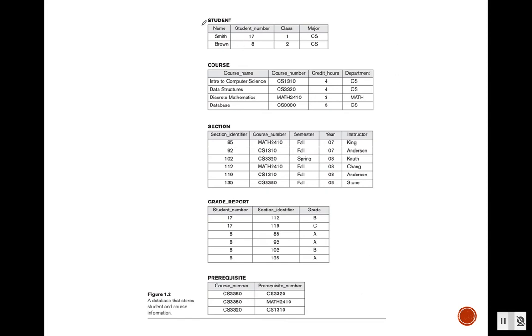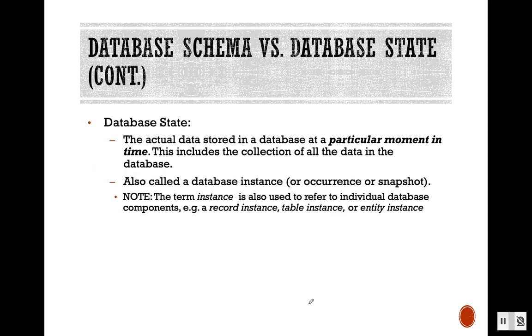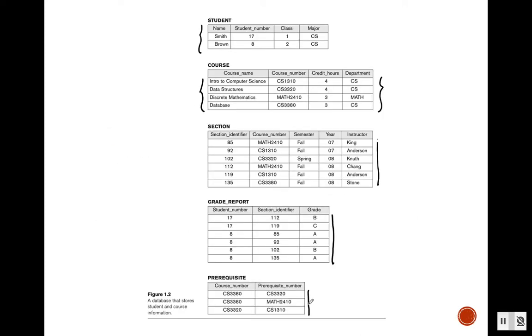For example, let's look at this database state. We have a couple of student records, a couple of course records, a couple of section records, some records for grade reports, some records for prerequisites. So actual data are stored in the database. So a database state means a collection of data stored in the database at a particular time, at a particular moment. This is a database instance.